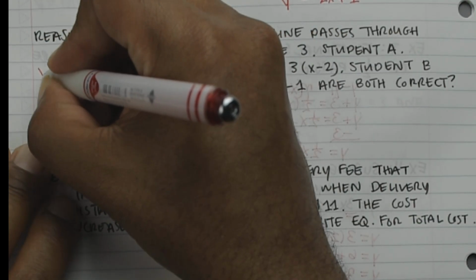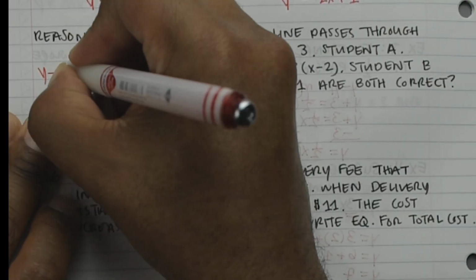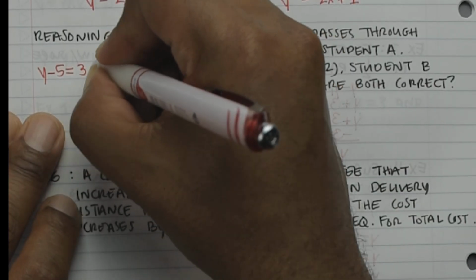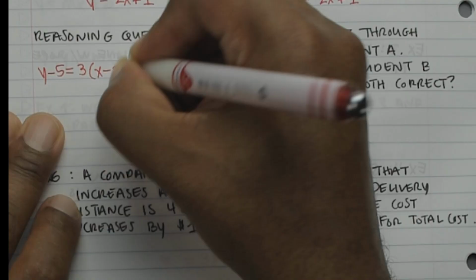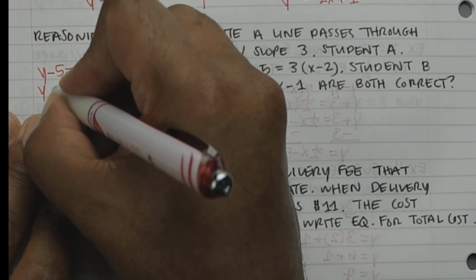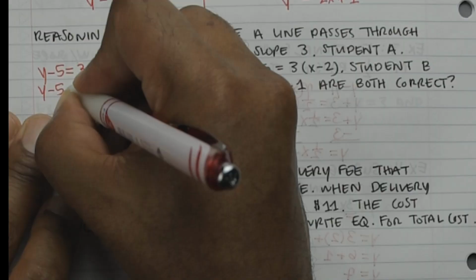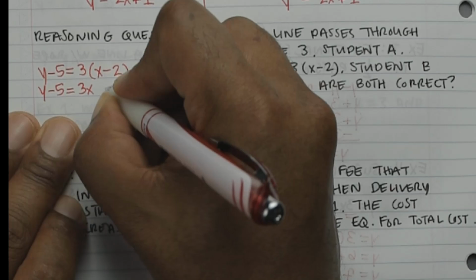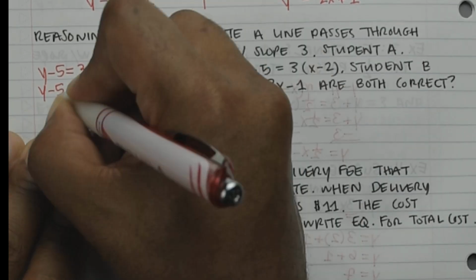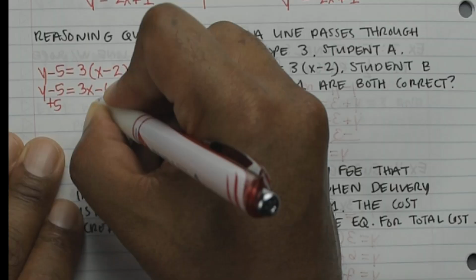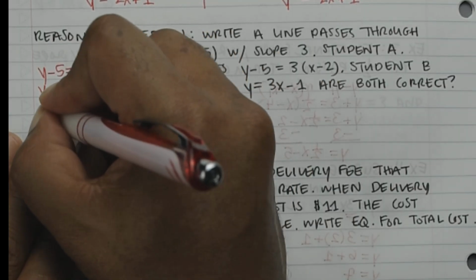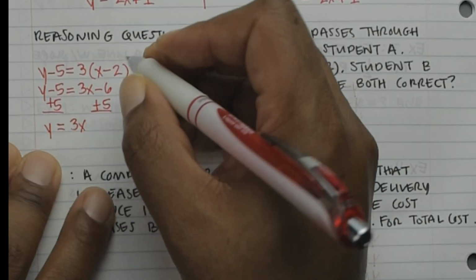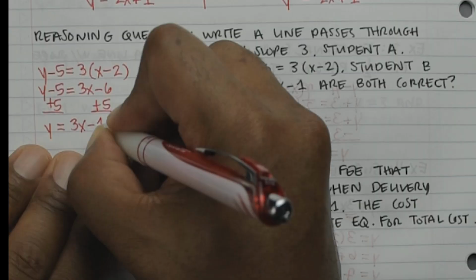Let's just verify that. So we have y minus 5 equals 3 times (x minus 2). I'm going to distribute first. 3 times x is 3x. 3 times negative 2 is negative 6. Add 5 to the left. Add 5 to the right. y equals 3x minus 1.